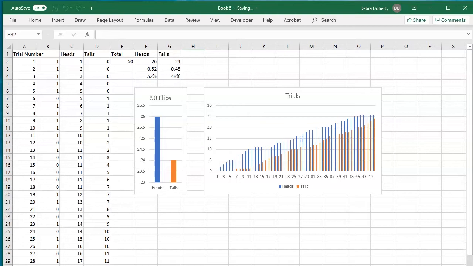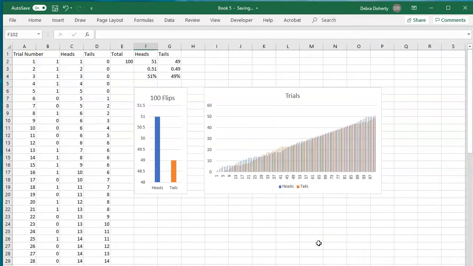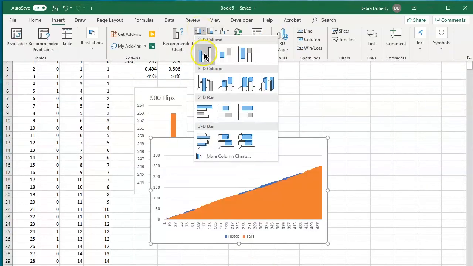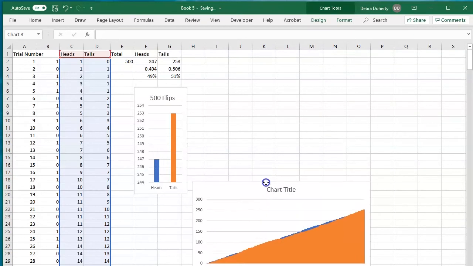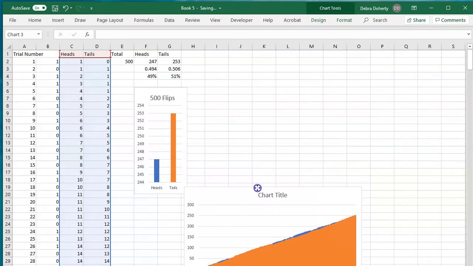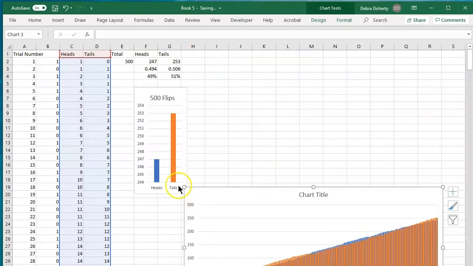We're going to increase it here shortly to 100 flips. Now, as you notice, we are looking at the difference between the number of heads and tails. And now let's go ahead and flip it to 500 flips. With this, it's showing each one of the trials, but it's so compact, I'm having to expand it out so that we can see each one of them.